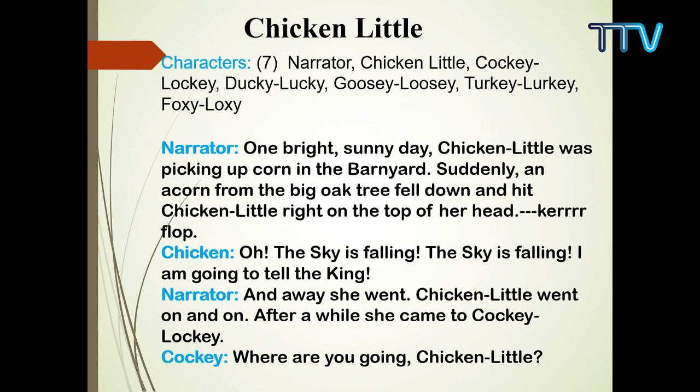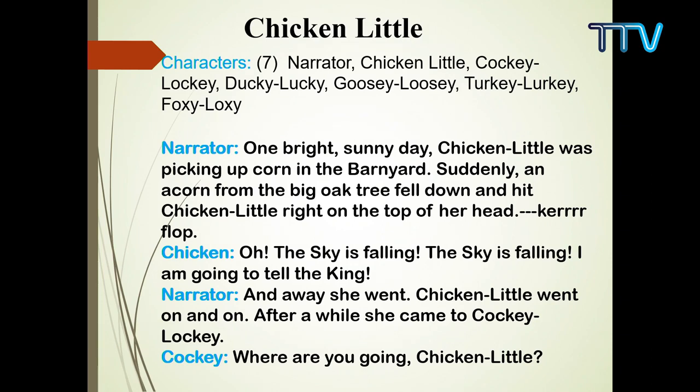So, Chicken Little. You can see the characters. There are 7 characters: narrator, Chicken Little, Cocky Locky, Ducky Lucky, Goosey Lucy, Turkey Lurkey, Foxy Loxy. These are the names of the characters. You might have read this story, so I thought it would be easier for you to connect.